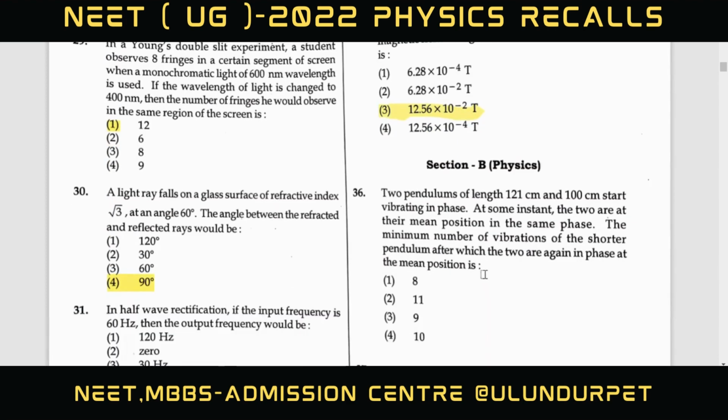Section B. 36. Two pendulums of length 121 cm and 100 cm start vibrating in phase at some instant. The two are at their mean position in the same phase. The minimum number of vibrations of the shorter pendulum after which the two are again in phase at the mean position is? The answer is option 2.